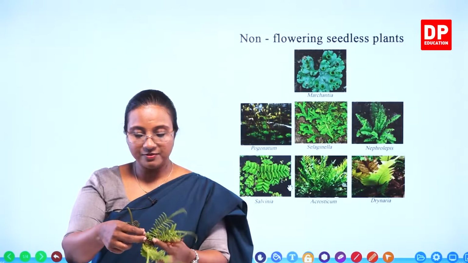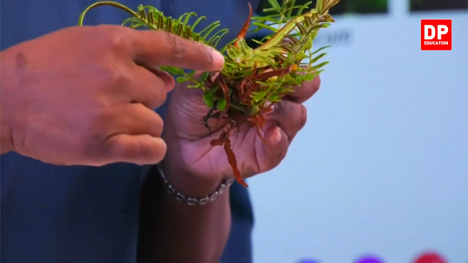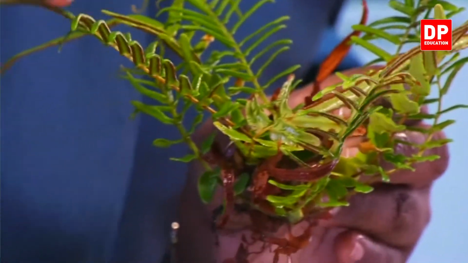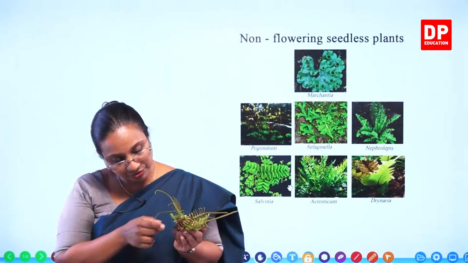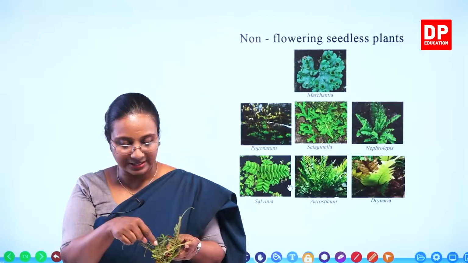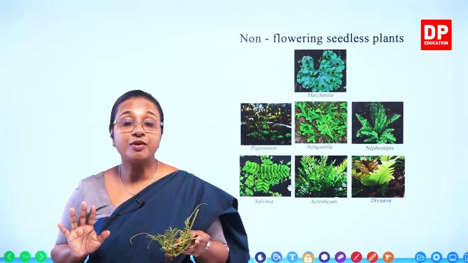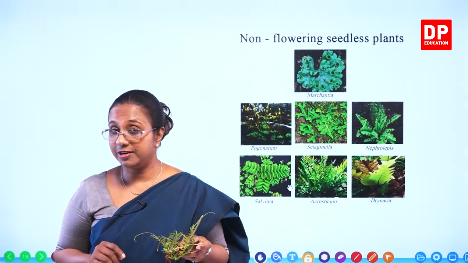Here students, I have a small Nephrolepis plant. So here you can see. Now this is the leaf with the stem, a very young plant. So you can see that, and also this is the root of the Nephrolepis plant. Then you can see the stem and the leaf. So from this you can understand the ferns have a tissue differentiation.